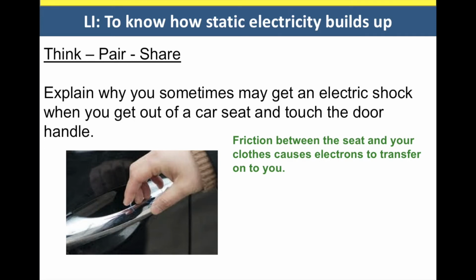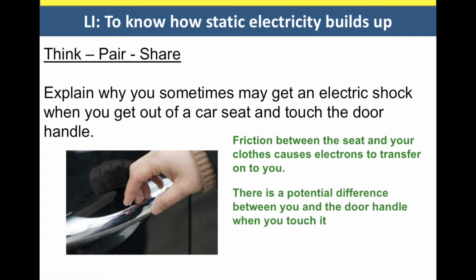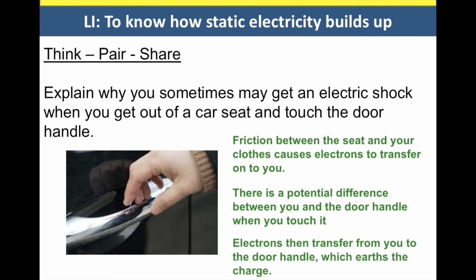It doesn't matter in this case if you say that the electrons go from the seat onto you, or if you say that the electrons go from you onto the seat, it doesn't matter. Now, because of that, you are then charged. So when you step out of the car and touch the door handle, there is a potential difference between you and the door handle when you touch it. As you know, when there is a potential difference, that causes a current to flow, so the electrons will transfer from you to the door handle or vice versa, and that earths the charge.